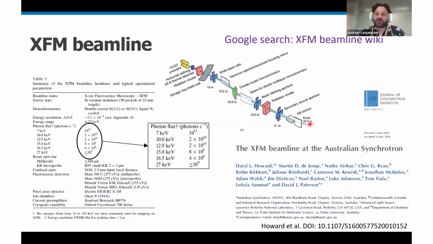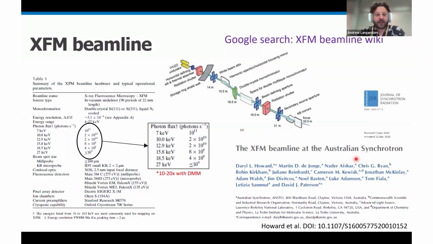So this 2-micron spot means that we can then scan a sample back and forth in that beam, and then we can build up these maps. Here's just some photon flux measurements for our beamline. This XFM beamline paper is pretty up to date. We've only had one or two upgrades since this paper was put out. So if you want some more information on the workings of the beamline, please go ahead and go to that paper.